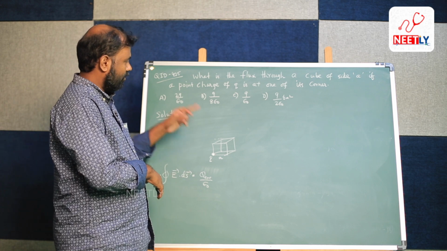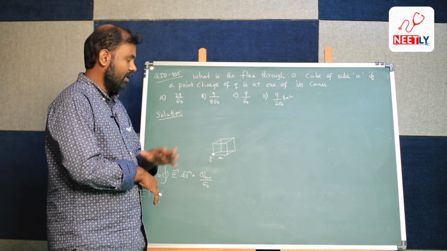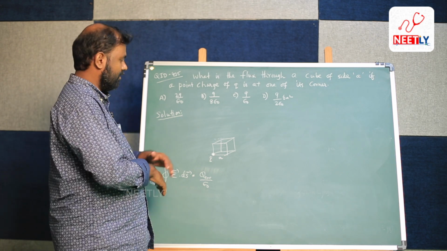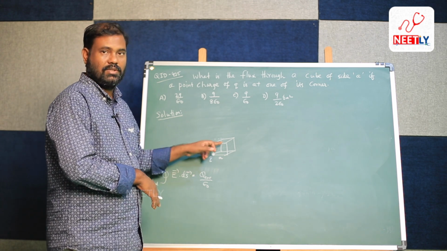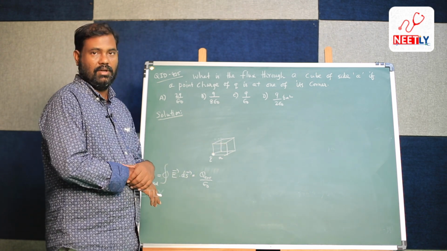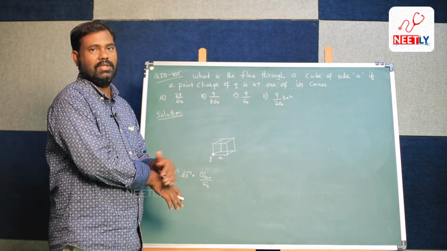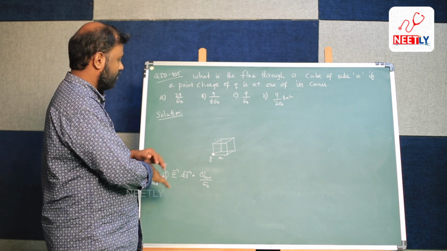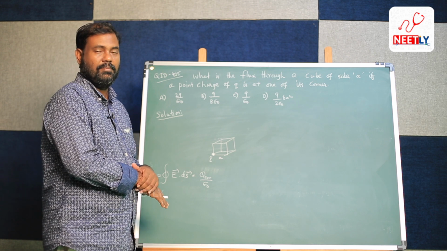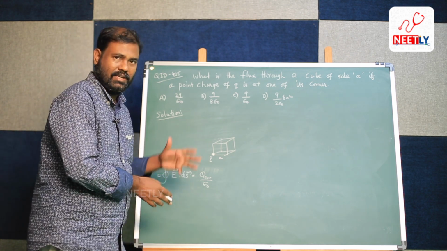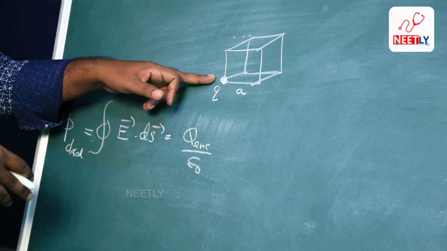But in this case, suppose they keep the charge q at the center of the cube, then immediately we can say it is q by epsilon naught. But they did not keep the charge q at the center, they kept it at one of the corners. So with respect to this charge q, the cube is not really a closed surface. We have to make it such that the charge is kept inside a closed surface. So, what is the trick here? Just think of the charge q at one of the corners.